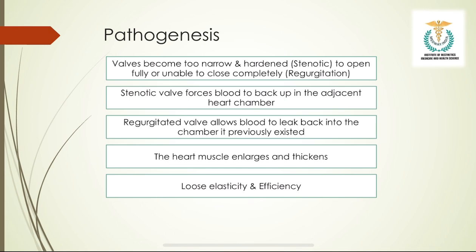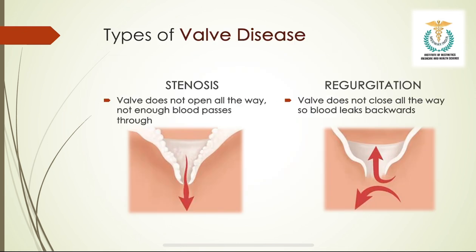So a stenotic valve that is hardened and cannot open fully forces the blood to back up in the adjacent heart chamber, and a regurgitated valve, which is unable to close completely, allows the blood to leak back into the chamber it previously existed in. To compensate for the poor pumping action, the heart muscle enlarges and thickens, and thereby loses its elasticity and efficiency. So this is how valvular heart disease develops.